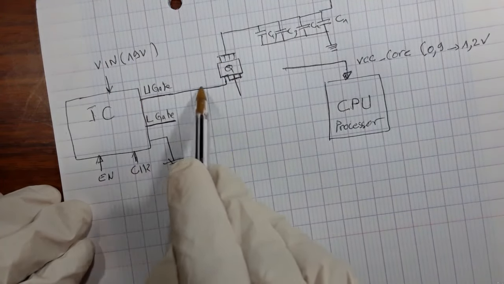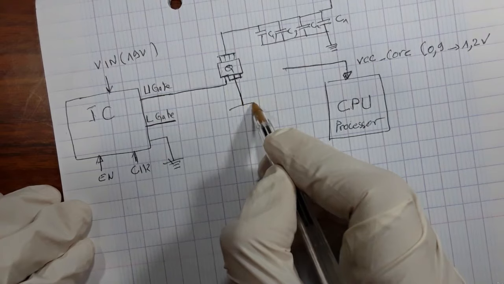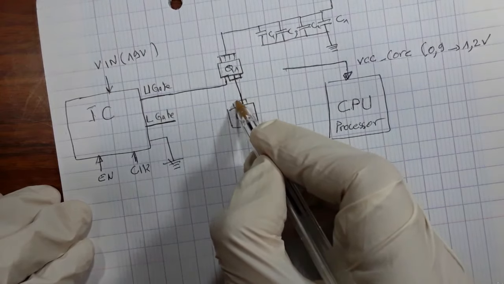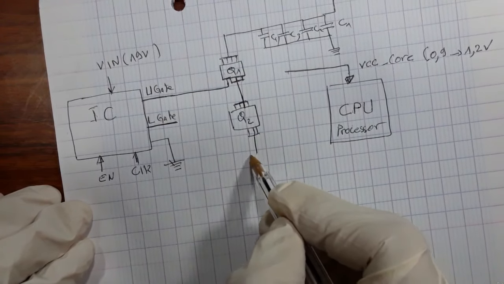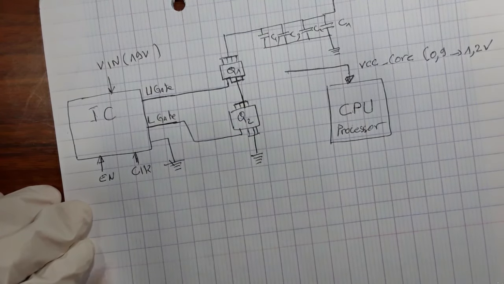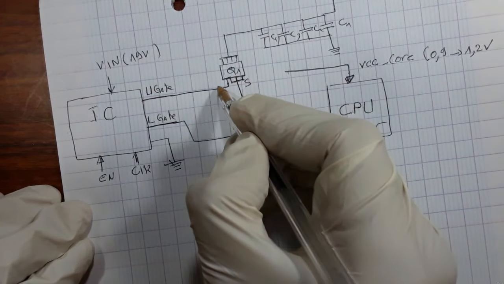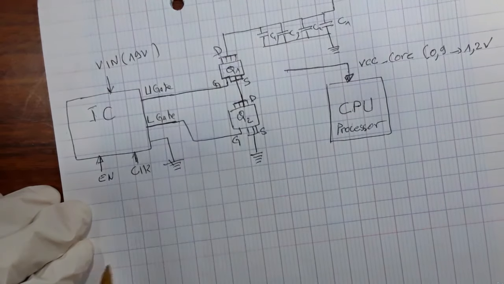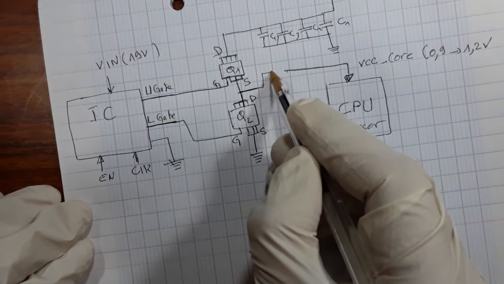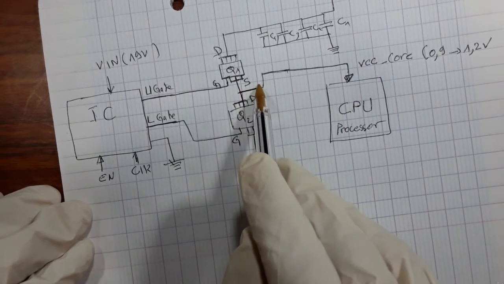This is the control signal. This MOSFET will be connected to another MOSFET, the second one. This is Q2 and this is Q1. Here we have the drain, and here the source, which will be connected to the ground, and over here the control signal, the gate. Also for the first one, we have the source, the gate, and the drain. Here it will be connected to this, so the VCC core will be generated here.